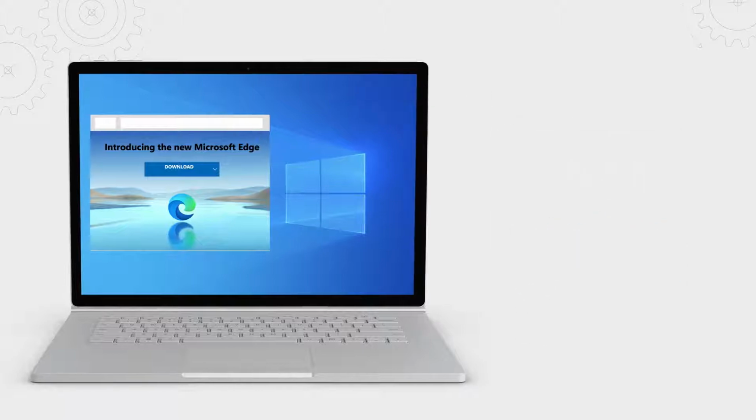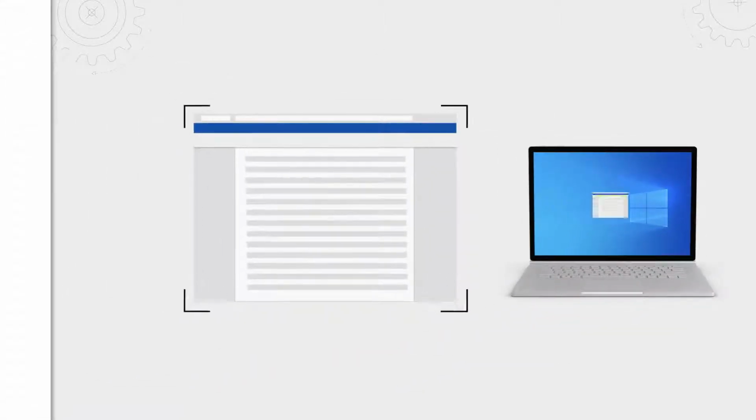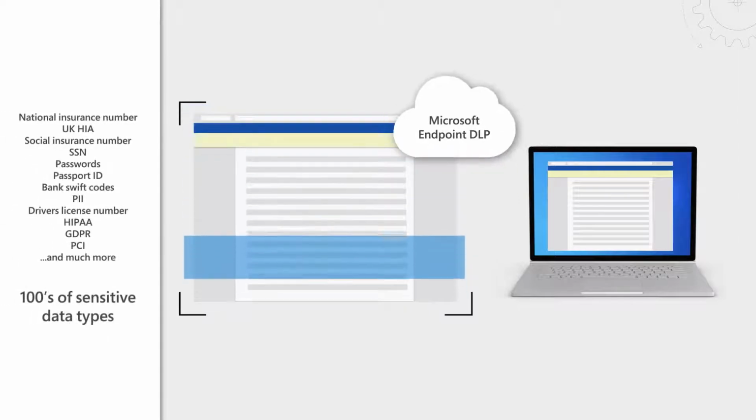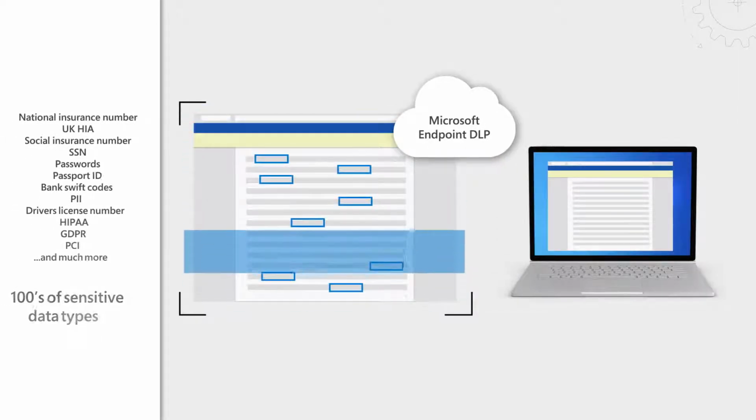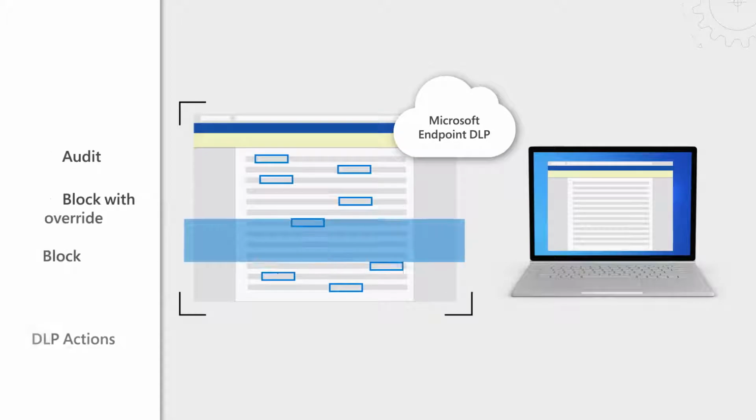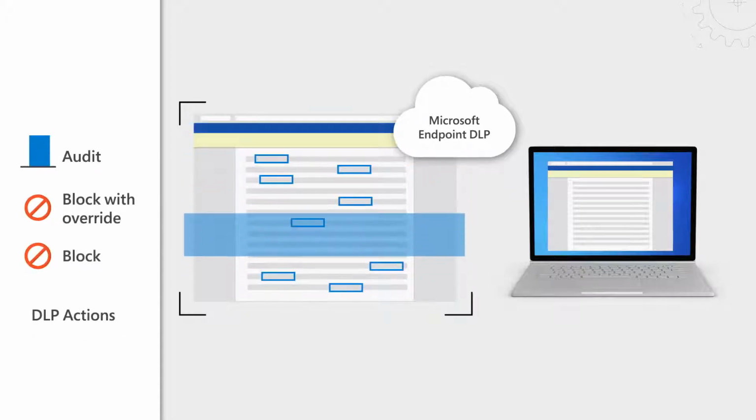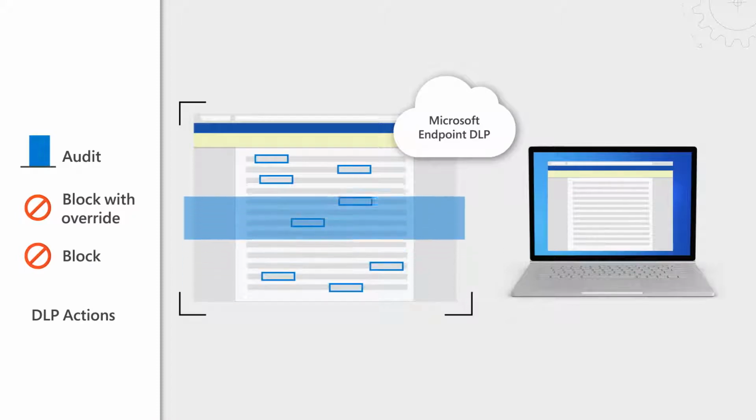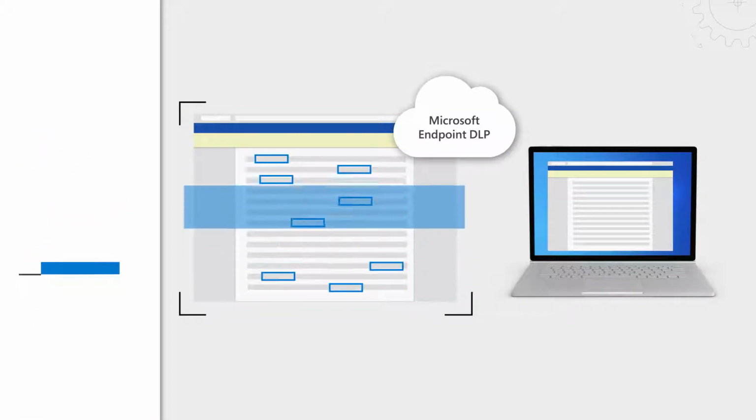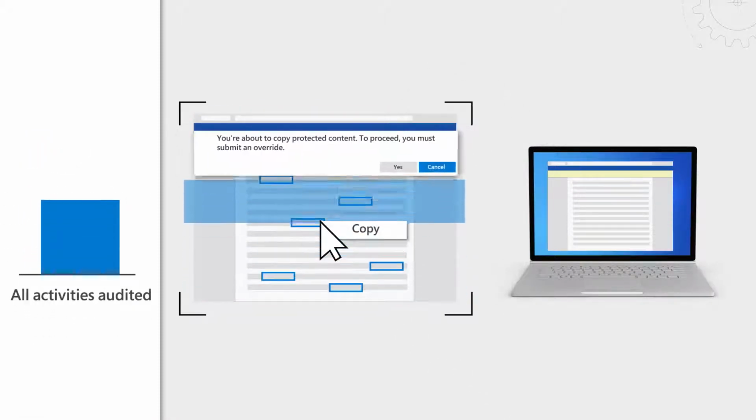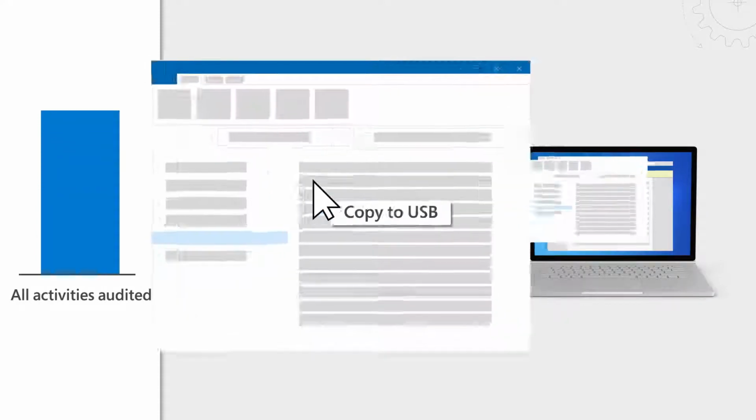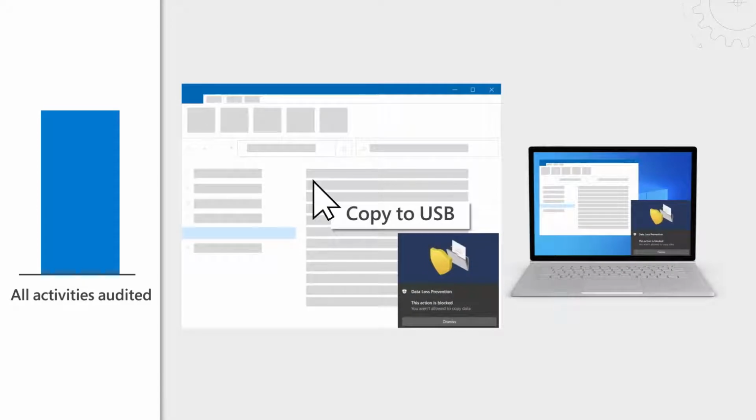Importantly, it's capable of scanning content to discover hundreds of types of sensitive data with built-in templates available for common industry regulations. And you can assign granular actions to be taken upon the discovery of content based on the sensitivity of the data and the context of use, such as audit, where the action is just recorded, block with override that allows a user to proceed once acknowledging the risk, or block outright, which ensures that users are warned and blocked from going any further.